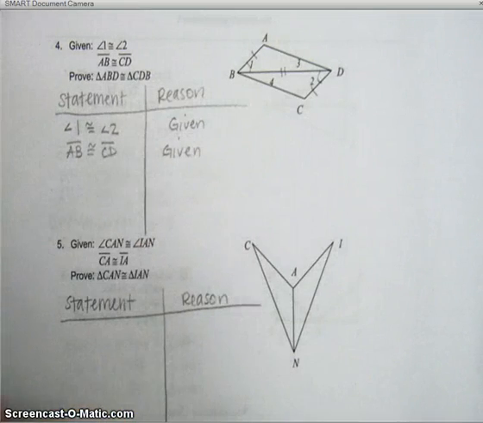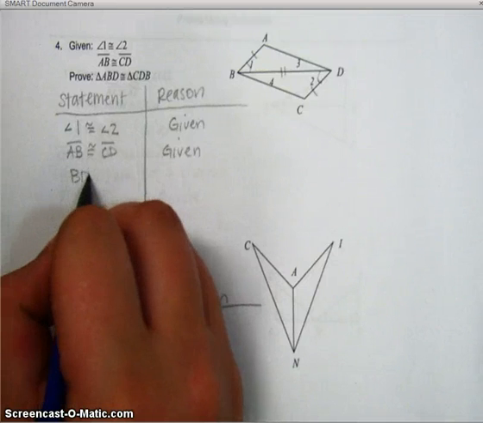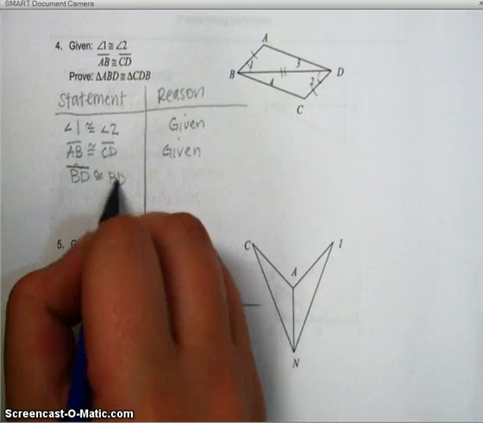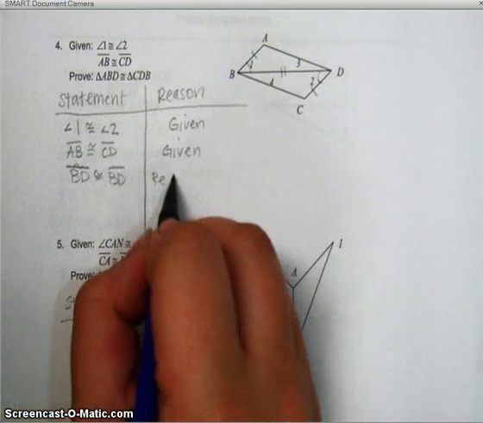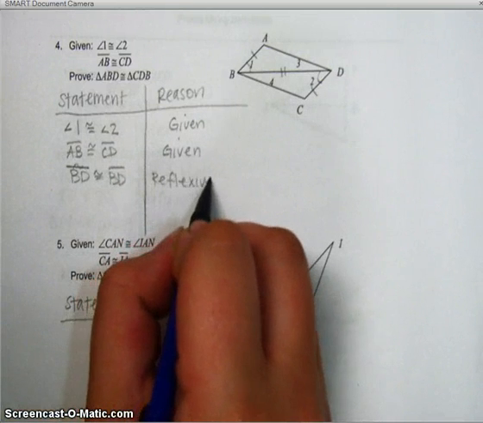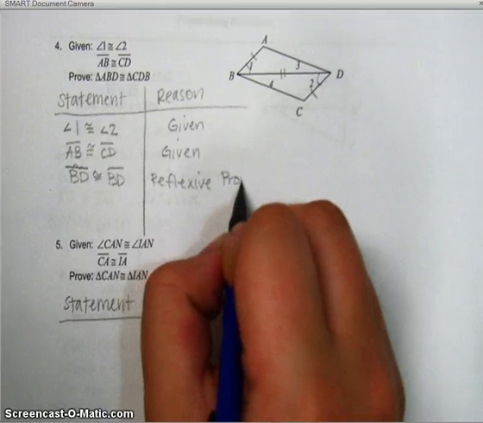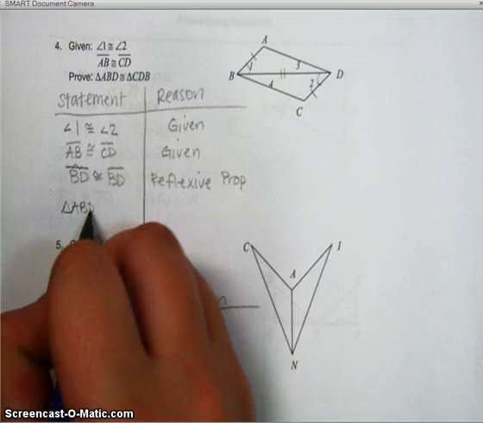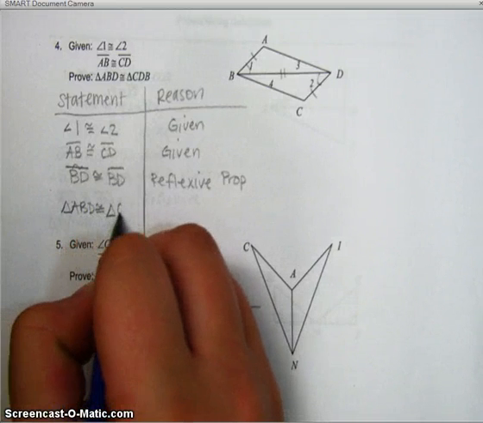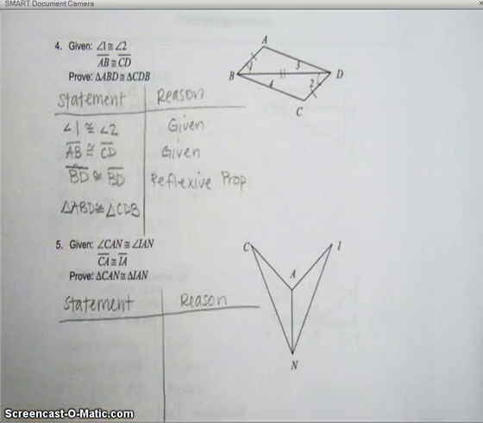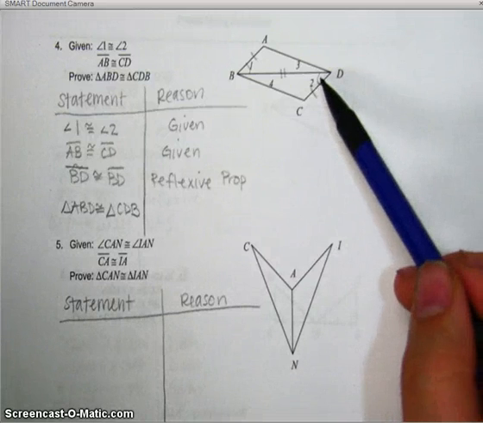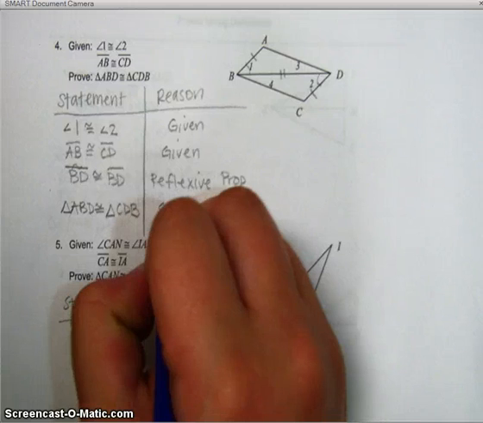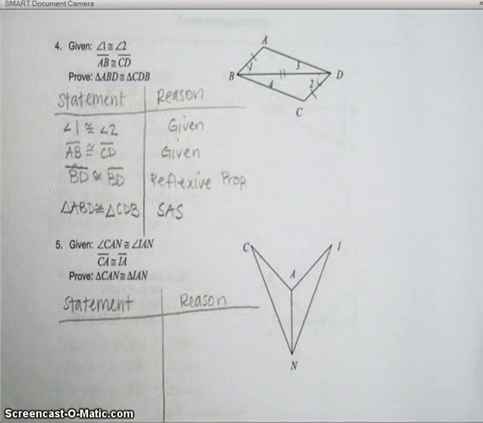Then we said that segment BD is congruent to itself. Oops, segment there. And that's by the reflexive property. Then we know that triangle ABD is congruent to triangle CDB. When we look at what we have, a side, an angle, and a side, and that angle is included. So it's congruent by side, angle, side.